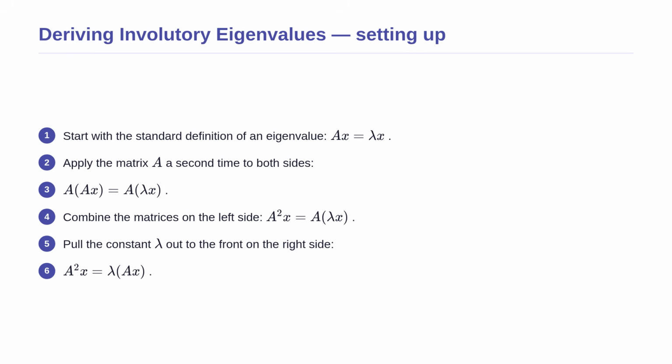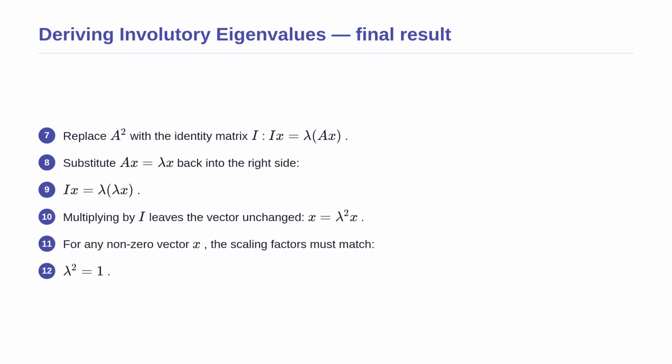On the left side, we simplify by combining the two matrices. So A times A becomes A squared. On the right side, because lambda is just a regular number, we can safely pull it out to the front of the matrix multiplication. Concluding our derivation, we use the special property of involutory matrices.